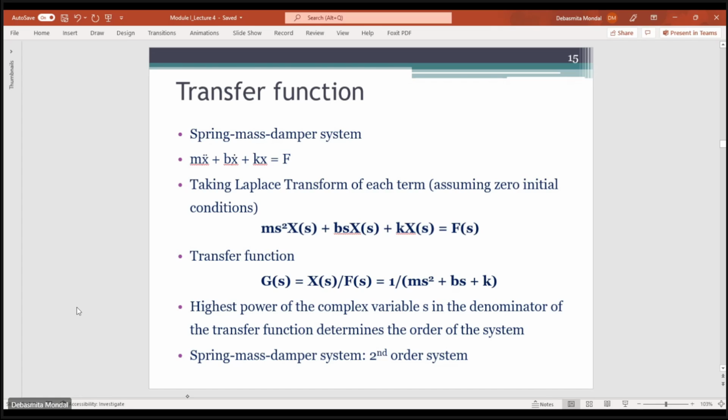Let's see, we had already talked about how the transfer function of a spring-mass-damper system looks like. Here it is 1 by ms squared plus bs plus k. Since the highest power of s in the denominator is 2, the order of this system is 2. So the spring-mass-damper system is a second order system.